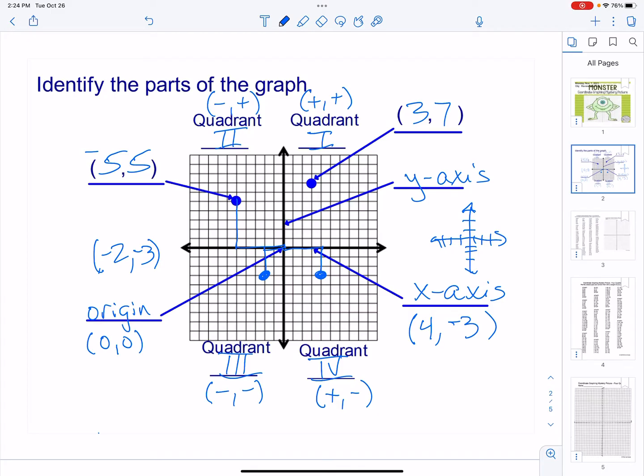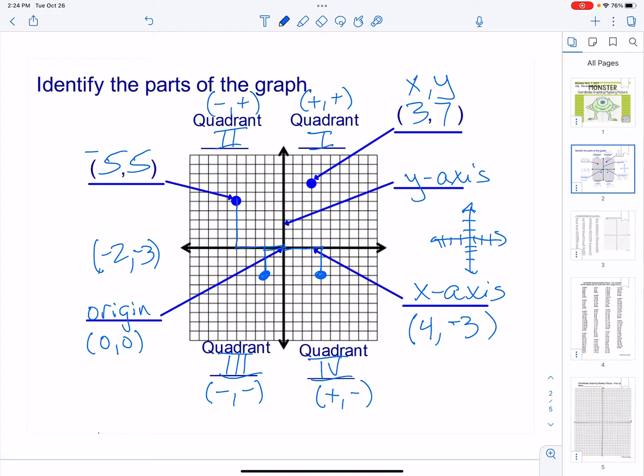You always do the left or right number first. If it's right, it's positive. If it's left, it's negative. And up or down, second. That is your y number. Okay, because each coordinate is an x, comma, y. Okay, and it basically just tells you a location.